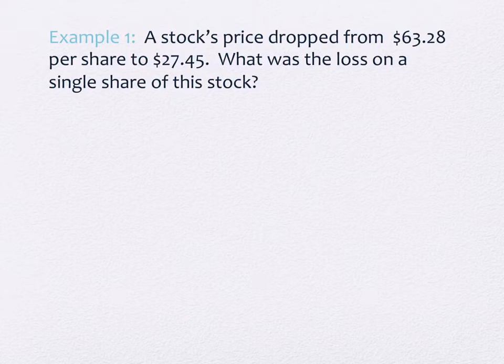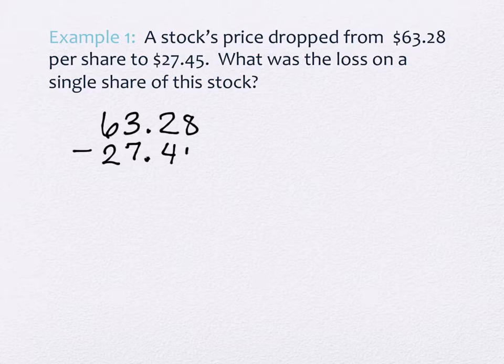So what operation am I being led to use on this problem? It's subtraction, right? The product's going down in price, and we want to figure out the difference. So I have 63 and 28 hundredths, and I'm going to subtract the 27 and 45 hundredths.